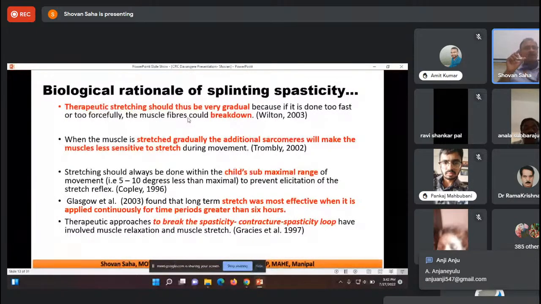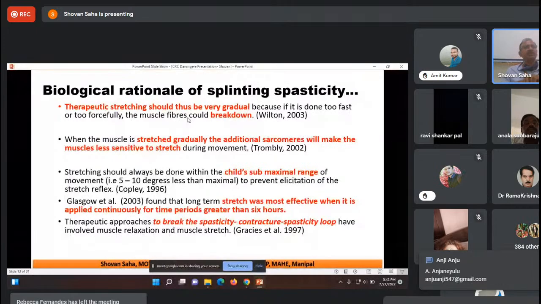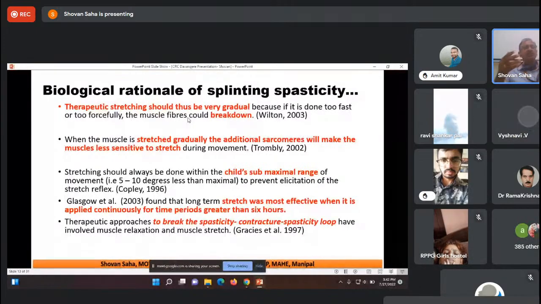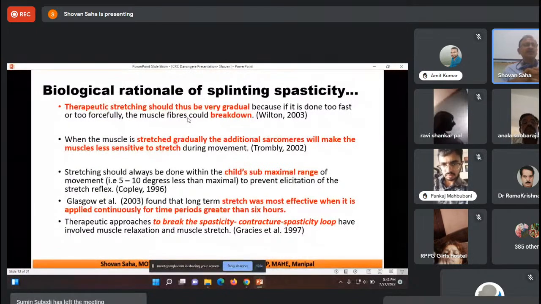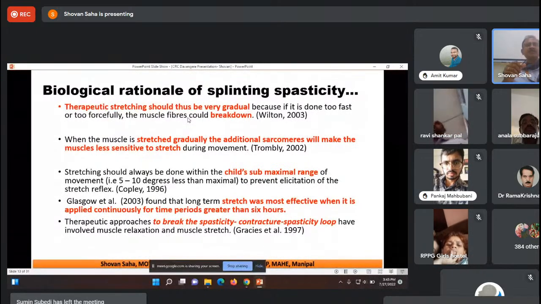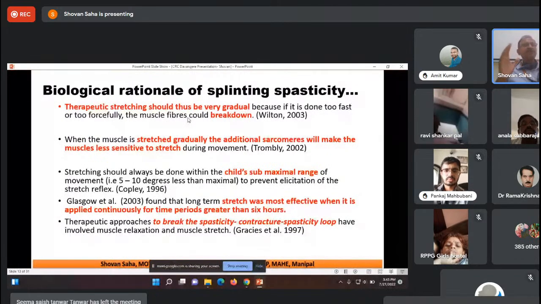Now, this viewpoint is very different from the viewpoint of stretching the spastic muscles during therapy. During therapy, you are doing it manually, and a stretch can last for hardly 4 or 5 minutes. So the tissue response for a 4 to 5 minute stretch and the tissue response for an 8 hour stretch are obviously very, very different. That is why the understanding also has to be very different.